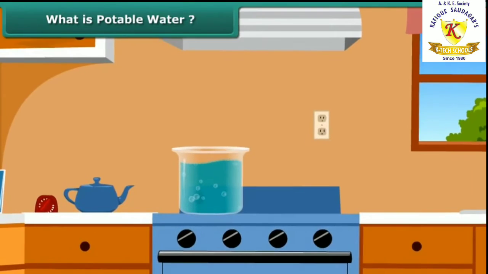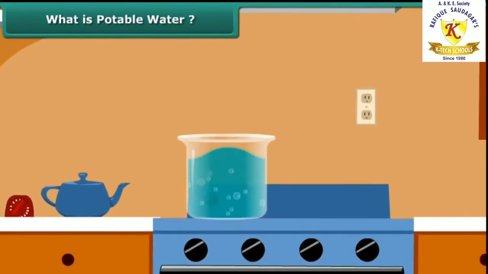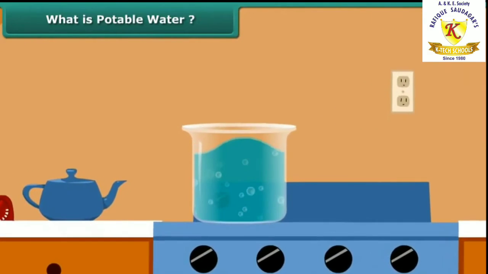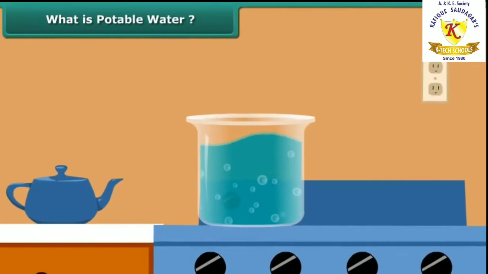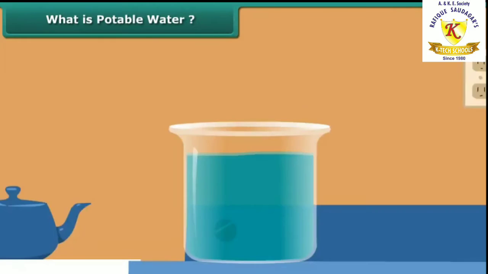Can you tell, children, why we boil water before drinking? Because boiling kills the harmful microorganisms present in the water. Another method of purifying water is chlorination. It is the chemical method. It is done by adding chlorine tablets to the water.